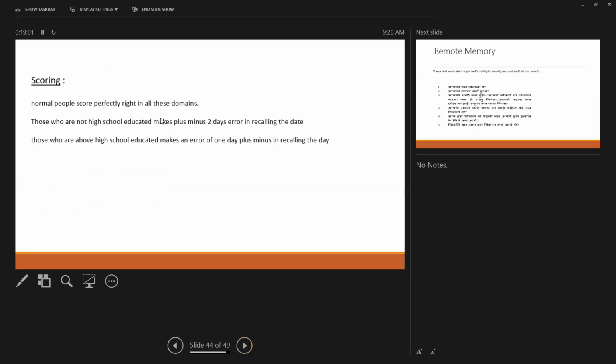Scoring. Normal people score perfectly on all three domains. A person who is not high school educated can make a mistake of ±2 in recalling the date, and a person who is above high school educated can make a mistake of ±1 in recalling the date.